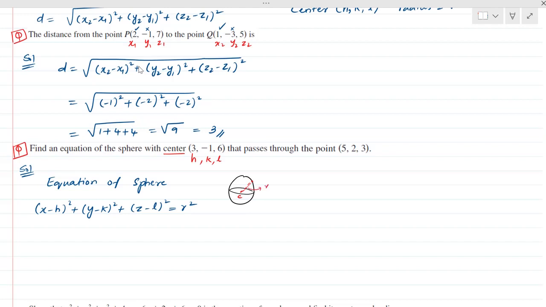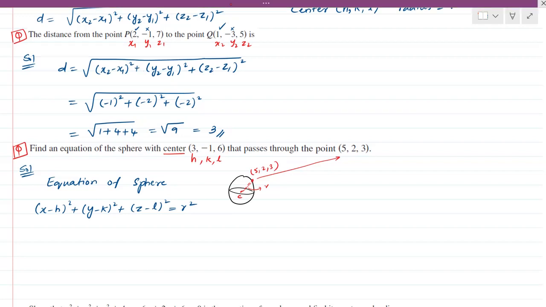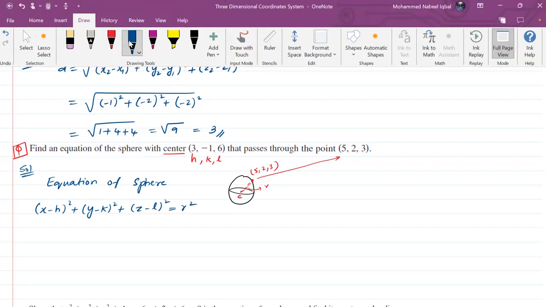Either you can just substitute in the formula, or you can find the distance between the center and the given point. This is the given point, 5 comma 2 comma 3, which is on the sphere. Now let us go with how to solve the problem.